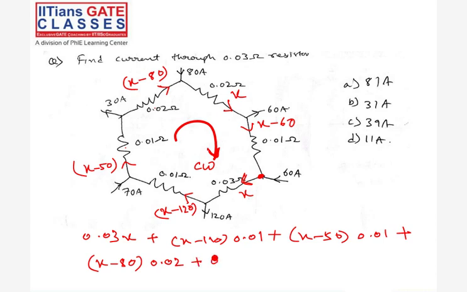You understood what I did? I just wrote down the voltage equations. The voltage is nothing but current into resistor. So X is the current, resistance is 0.03, so 0.03X, plus the current X minus 120 into 0.01. Again here, X minus 50 into 0.01, plus X minus 80 into 0.02, plus 0.02X, plus 0.01 into X minus 60. So solve this for X.